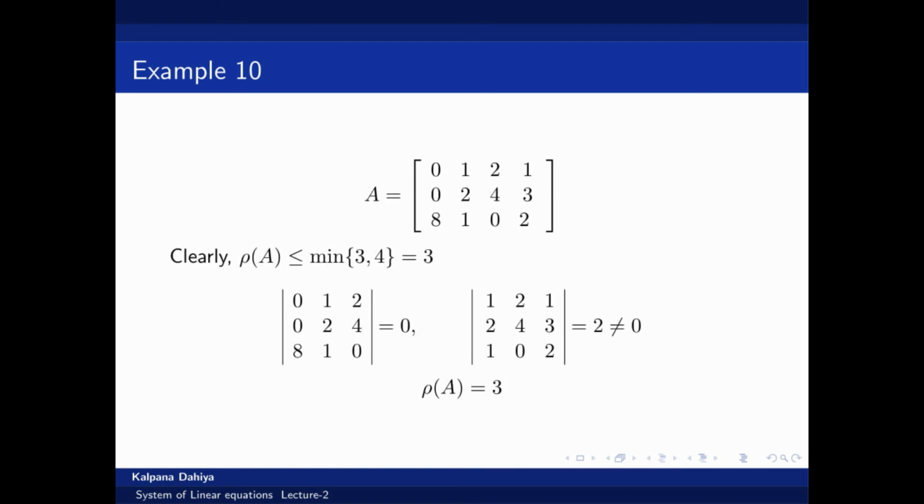So I am starting with the largest minor, of order 3. I am taking the first 3 columns. Its value is 0, so we look for another minor of order 3. I am taking the second, third and fourth columns, and the value of this minor is 2, which is non-zero. Here we cannot have a minor of order 4 because the number of rows is 3. We can't talk about a minor of order 4 by 4. So here we can conclude that the rank of the matrix is 3.